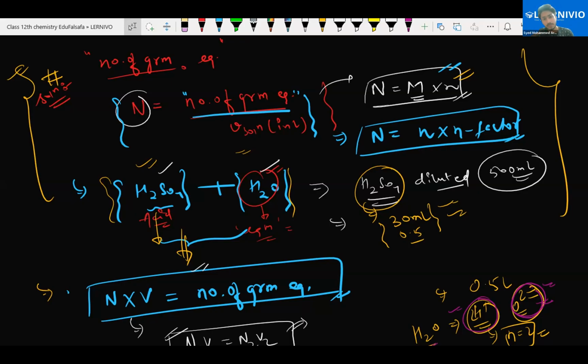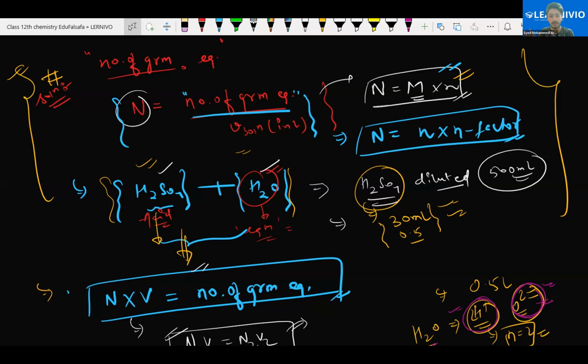There are two other relations also that I have taught you before. In the classes that I am taking, you need to revise in each and every class. In previous classes I have taught you the other two formulas, and I have derived them so that it will be easy for you to learn them. So what are these two formulas? Normality equals molarity multiplied by the n factor, and the other formula is normality equals number of moles multiplied by the n factor.